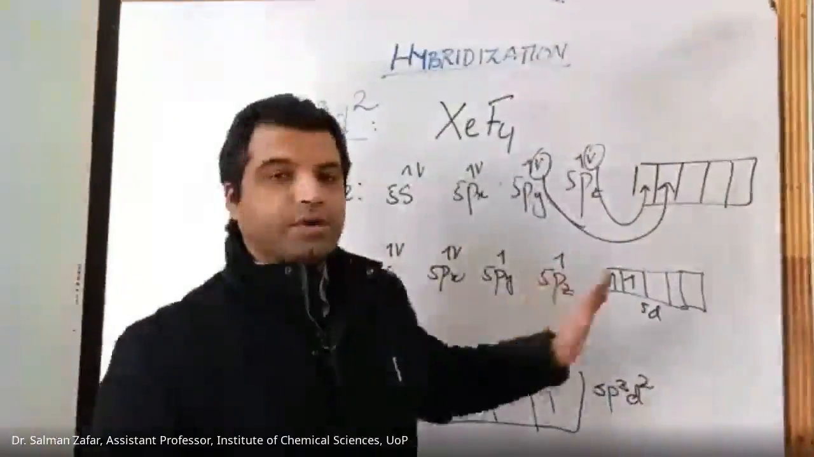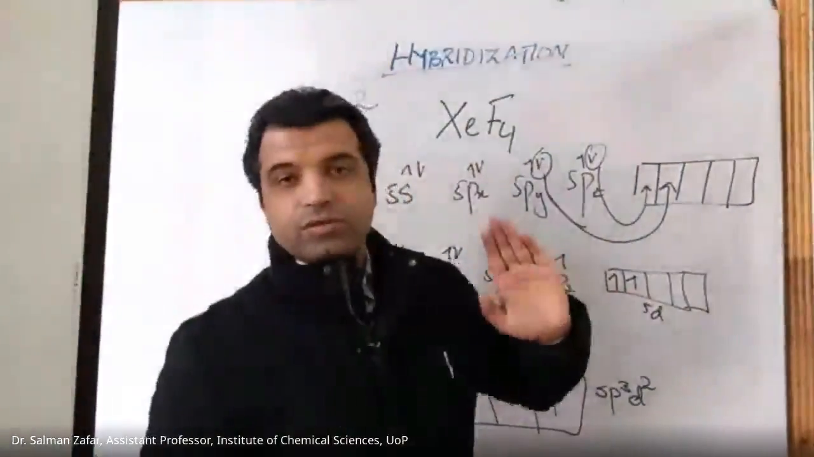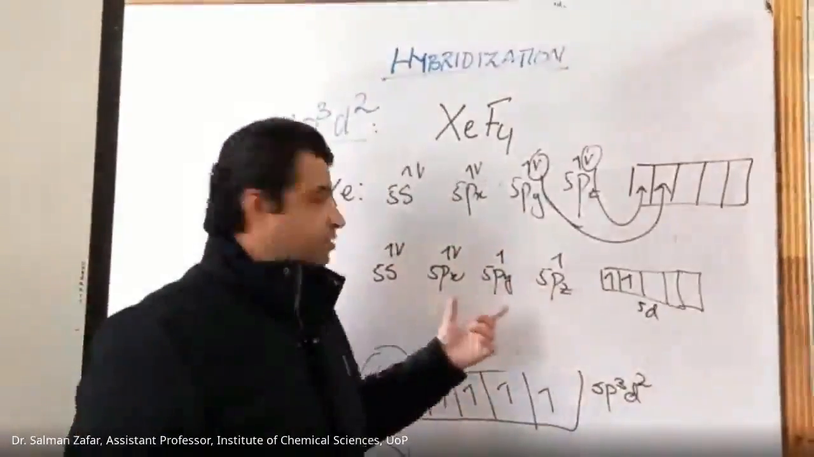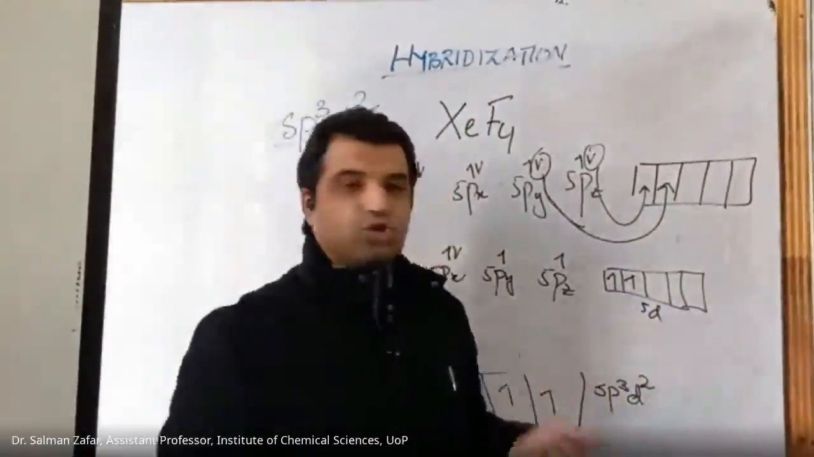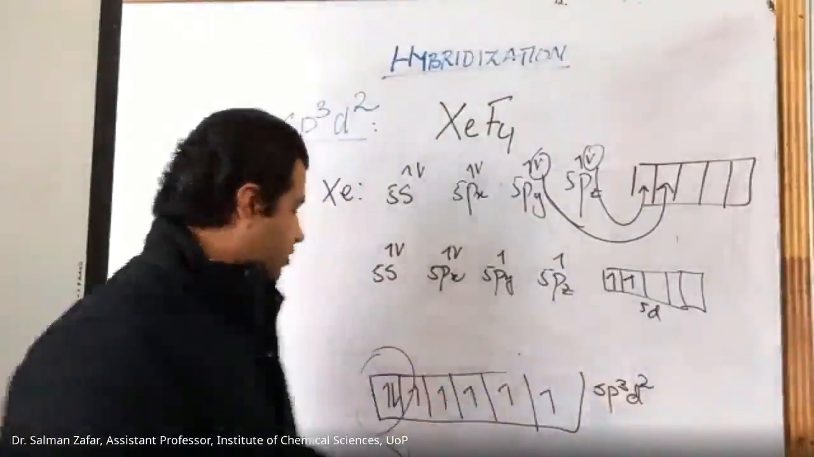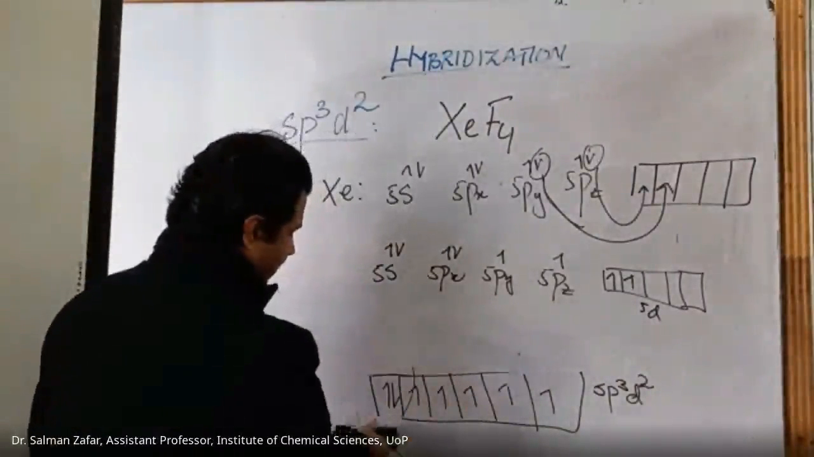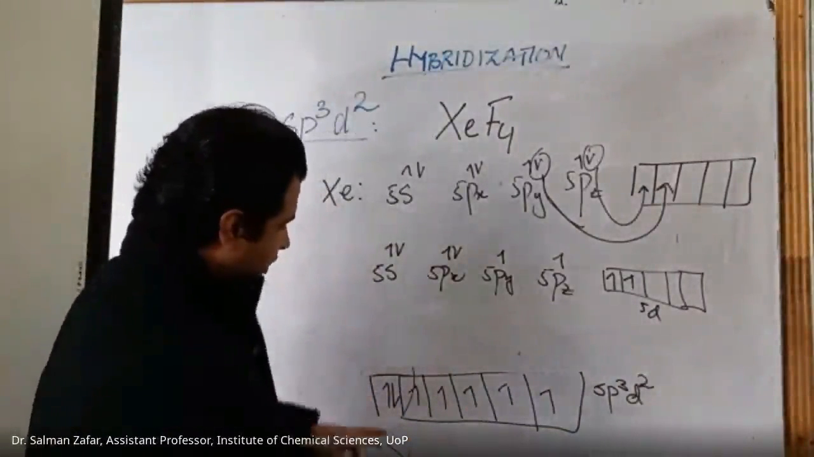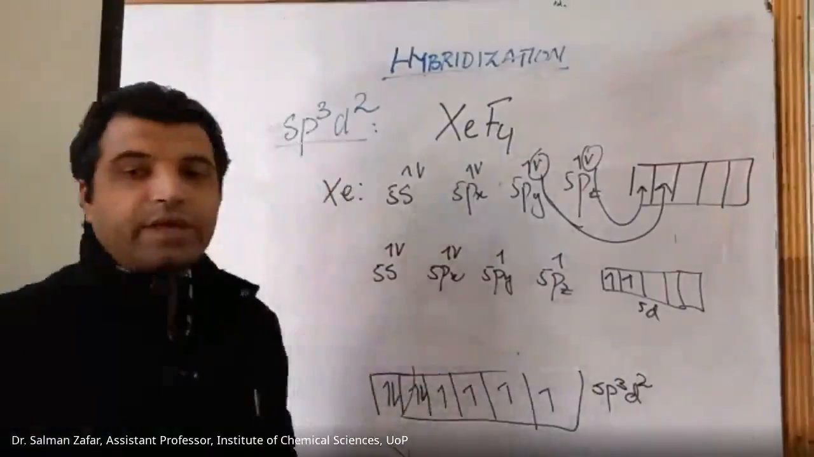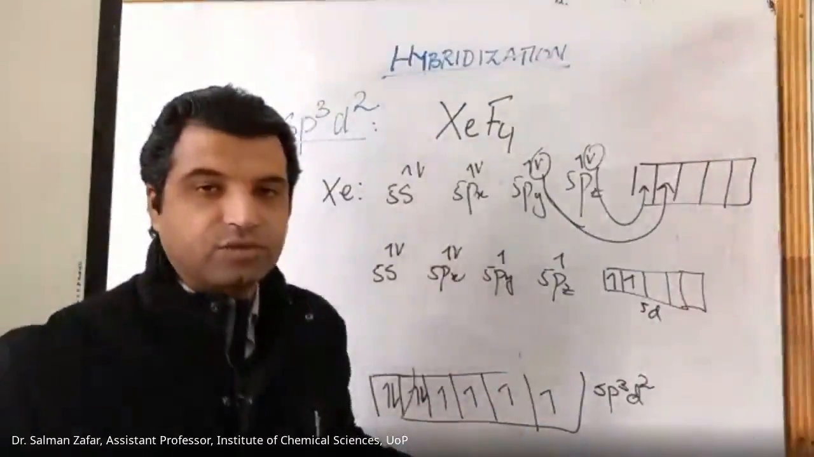So this fits perfectly. How many electrons do we have? 2, 4, 5, 6, 7, 8 electrons are there. So we have to mix the orbitals, 1 from 5s, 3 from 5p, and 2 from 5d to form 6 sp3d2 orbitals. Now, how many electrons do we have? We have 8 electrons to accommodate. We have 2, 3, 4, 5, 6, 7 here, and here goes the 8th electron. So we have 1, 2, 3, 4, 5, 6, 7, 8 electrons here.